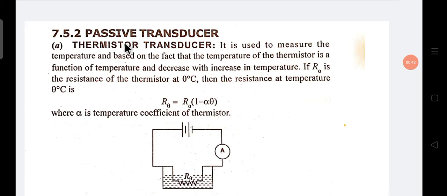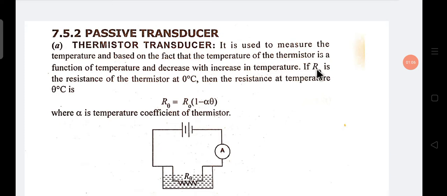Okay, so the first passive transducer is the thermistor transducer. It is used to measure temperature, and is based on the fact that the resistance of the thermistor is a function of temperature and decreases with an increase in temperature.